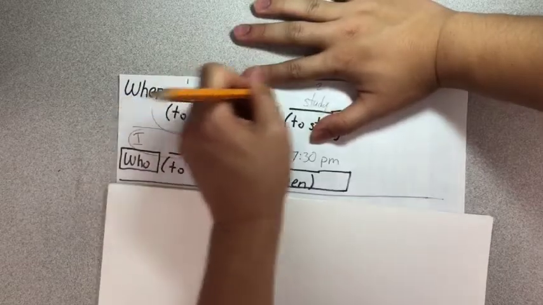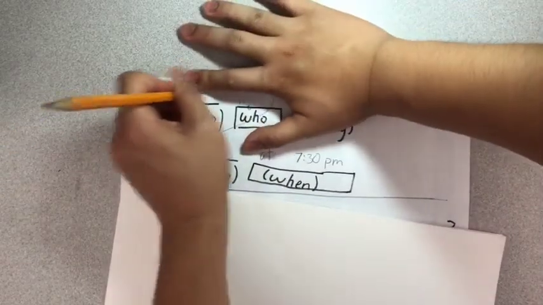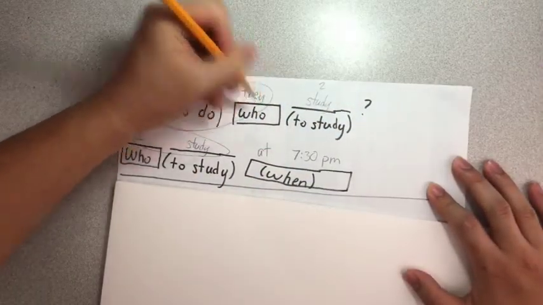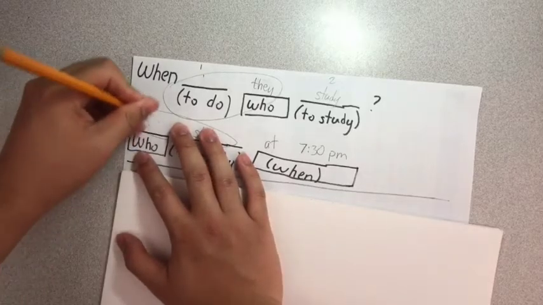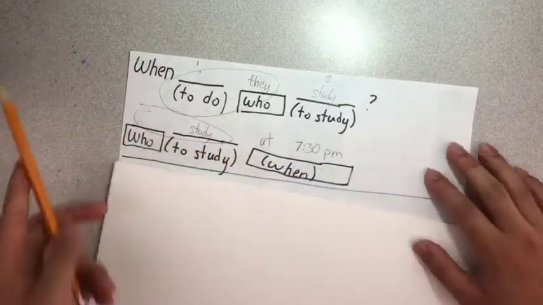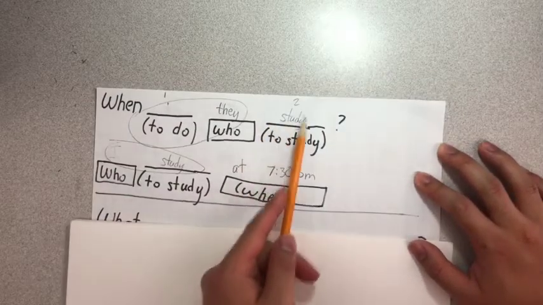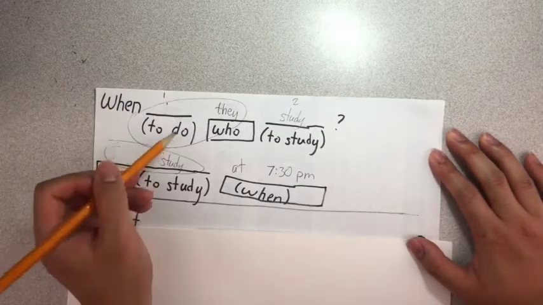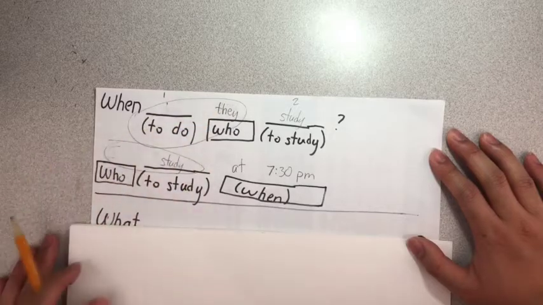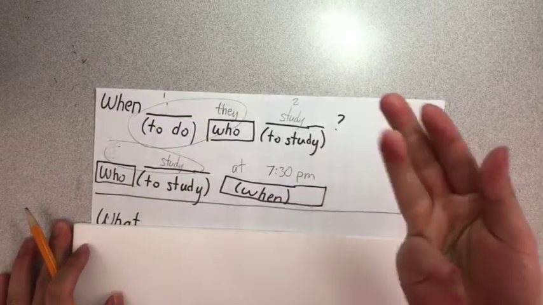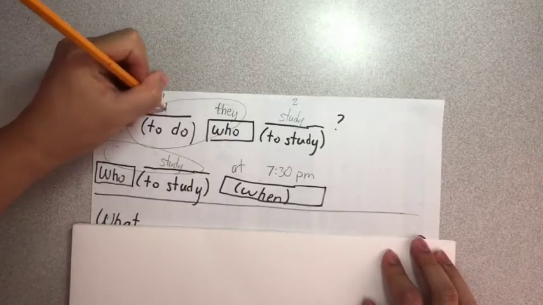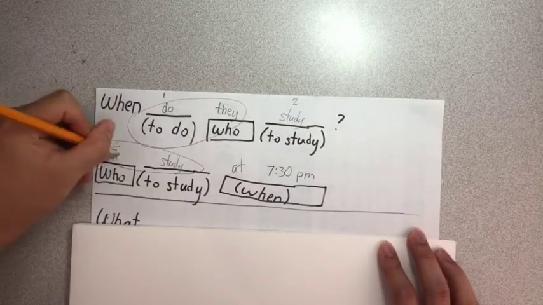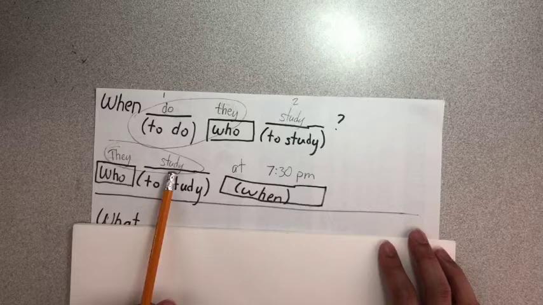So let's change this from "you" to "they." Again, this is the second verb, so we do not change it. It stays the same. Here, "to do" and "they." What is "to do" and "they"? I, you, we, they, do. When do they study? They study.